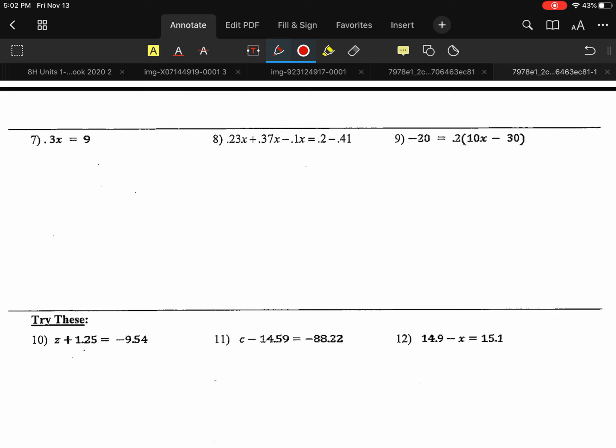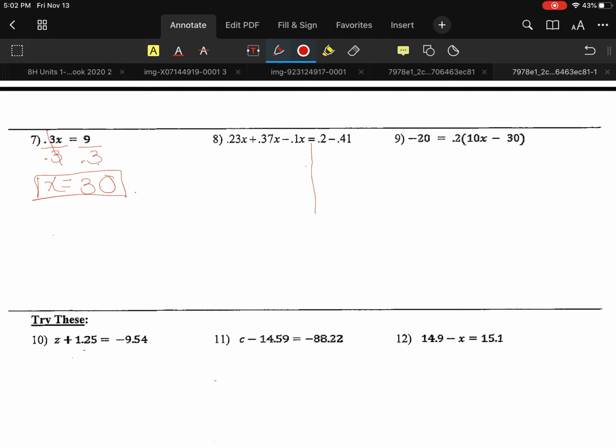Number 7, one step. 0.3 times x, so the opposite of multiplying by 0.3 is just to go ahead and divide by that 0.3. This reduces to 1. I now have x equals 9 divided by 0.3 is 30. X is equal to 30. So if you were to do 0.3 times 30, you should get 9 if you were to check.